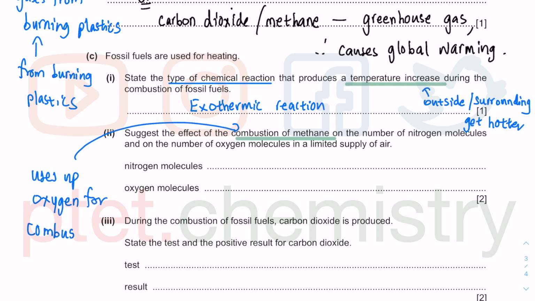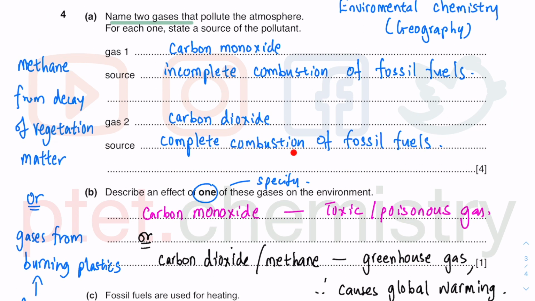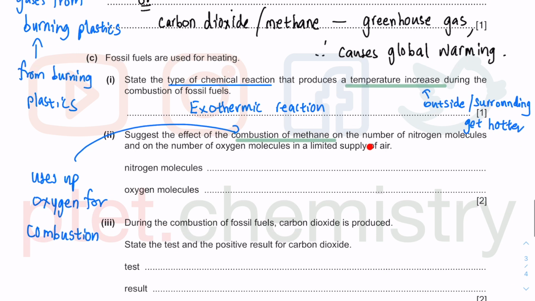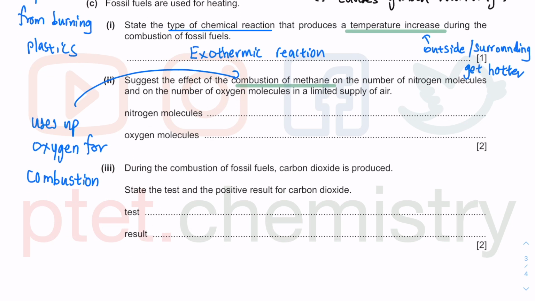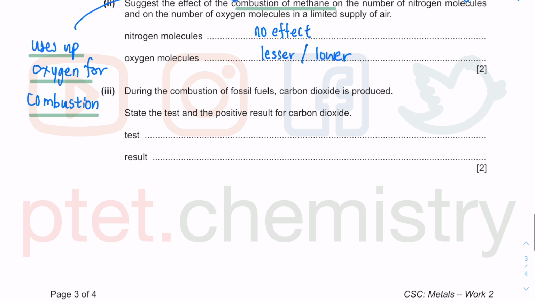If you have excess oxygen when you burn methane, you are going to get carbon dioxide, complete combustion of methane or fossil fuels. Carbon monoxide, if you don't have enough oxygen, you're going to get incomplete combustion of your methane. And what is the effect on the number of nitrogen molecules? No effect, because combustion only uses up oxygen when you are combusting. So oxygen molecules will be lower because it would have used up the oxygen after all. Now, during the combustion of fossil fuels, carbon dioxide is produced.